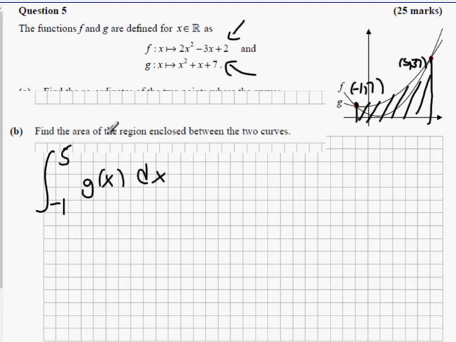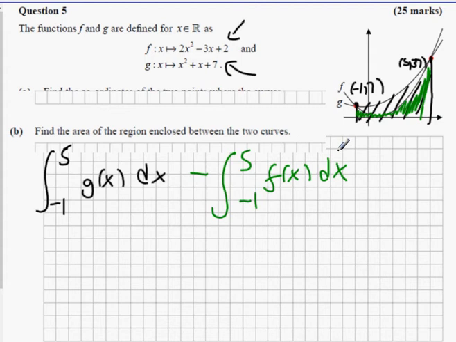Now, next thing I'm going to do is colour in a green region. Can anybody tell me what the green region represents? The region underneath f of x. So you have your region of 5 to minus 1, f of x dx. So you have one minus the other. Okay? And what we're going to do then is rewrite this so it has the two equations. So it's 5 to minus 1, what's g of x there? x squared plus x plus 7 dx.